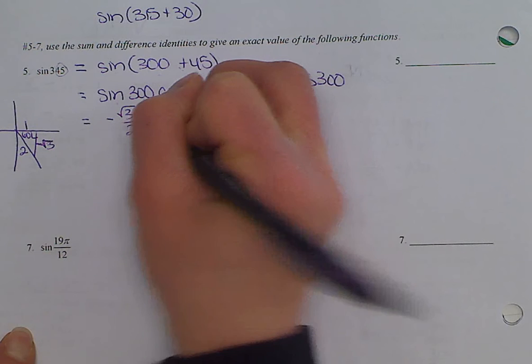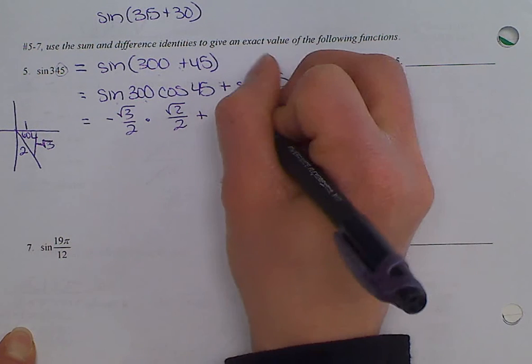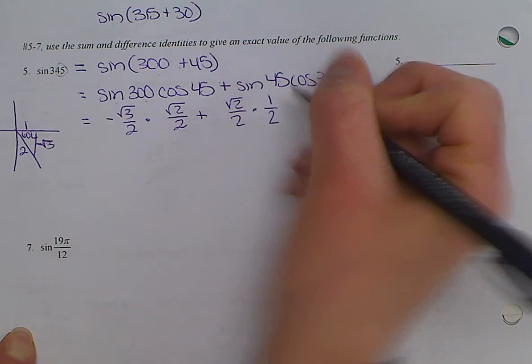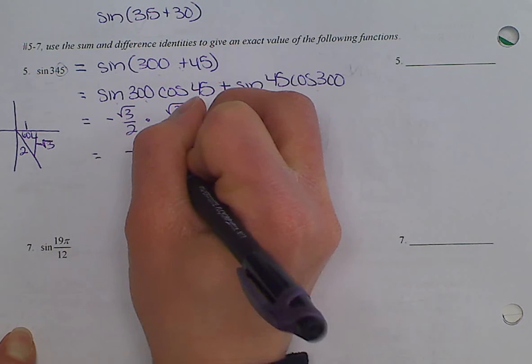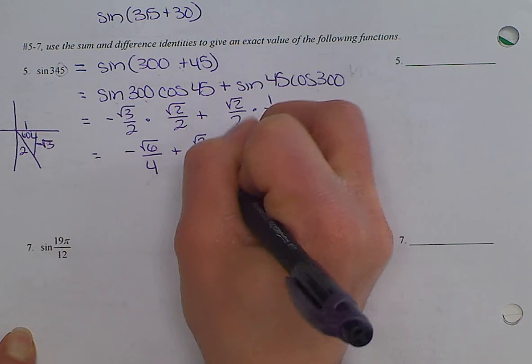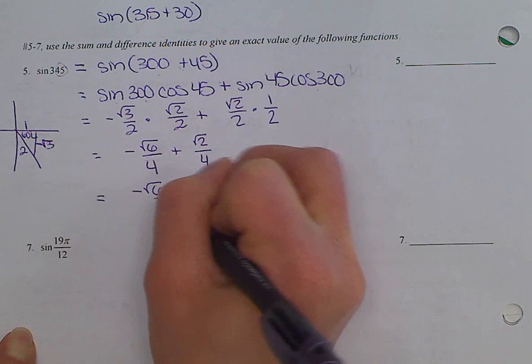The cosine of 45 is root 2 over 2. The sine of 45 is root 2 over 2. The cosine of 300 is a positive 1/2. So now we multiply our numerators and our denominators together. Then we can add, because we have a common denominator of 4.